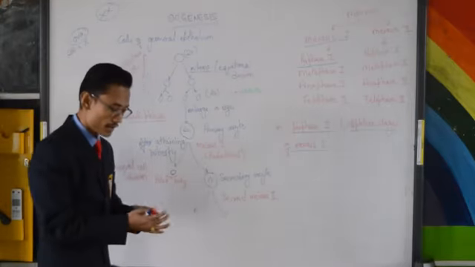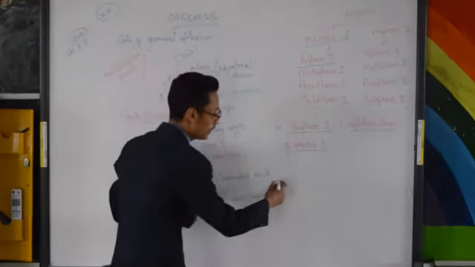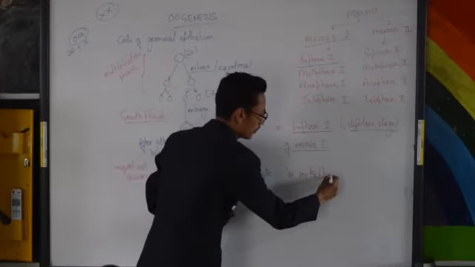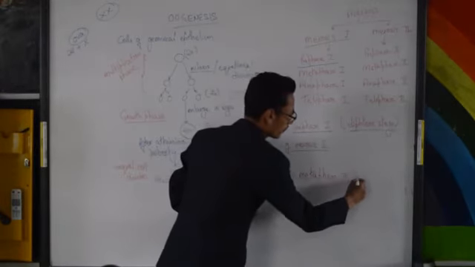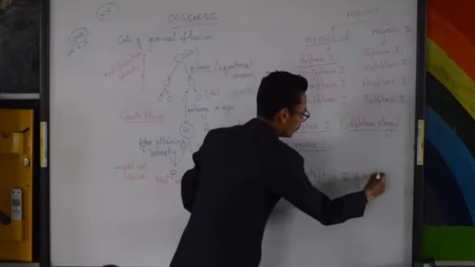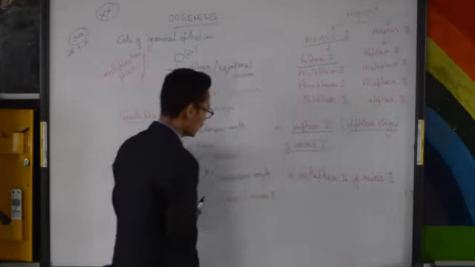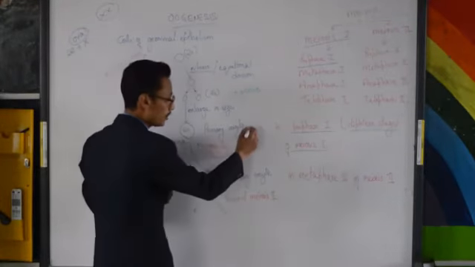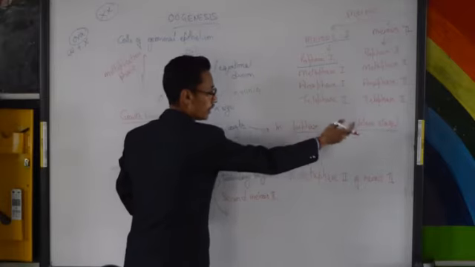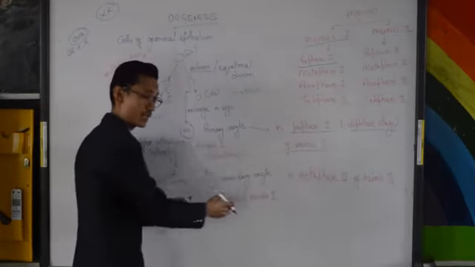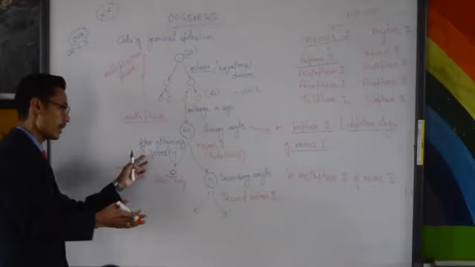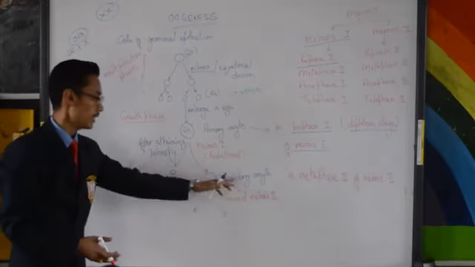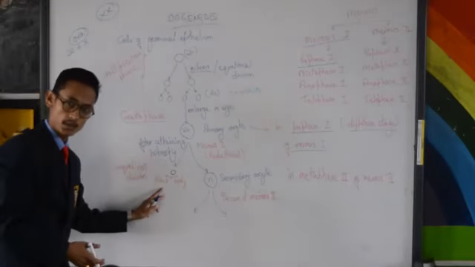The secondary oocytes will be arrested, or suspended, in metaphase 2 of meiosis 2. Okay, so the primary oocytes, its first meiotic division will be suspended in which phase? Prophase 1, the diploid stage of meiosis 1, till it attains puberty. Only after attaining puberty will it divide to form the secondary oocyte and a smaller tiny body called the polar body.